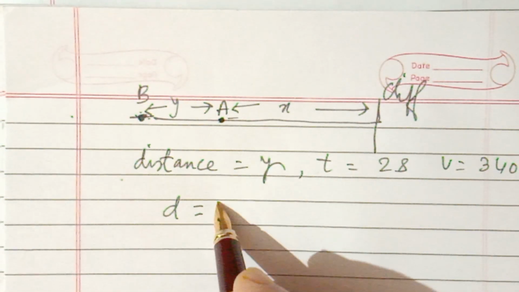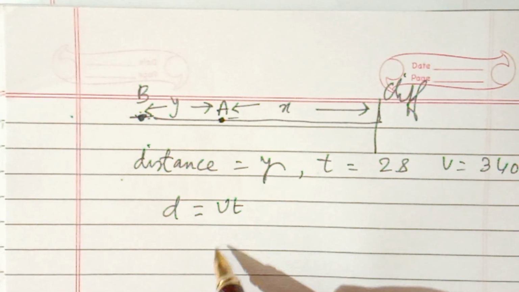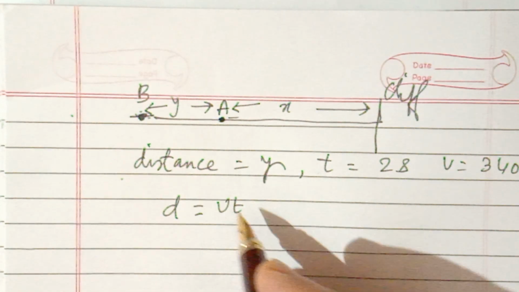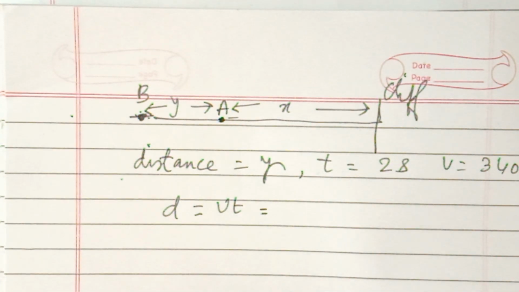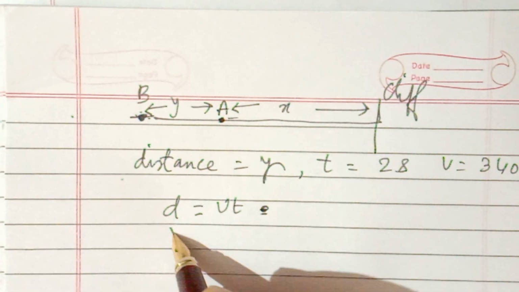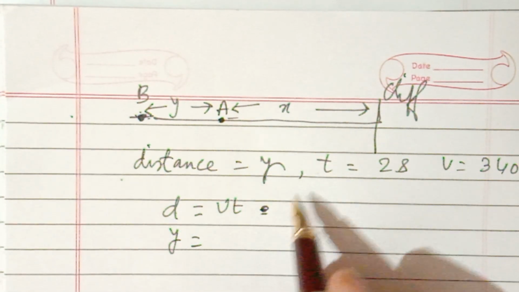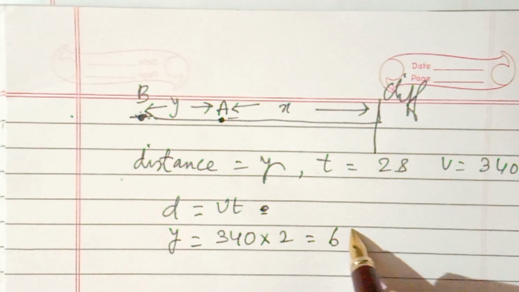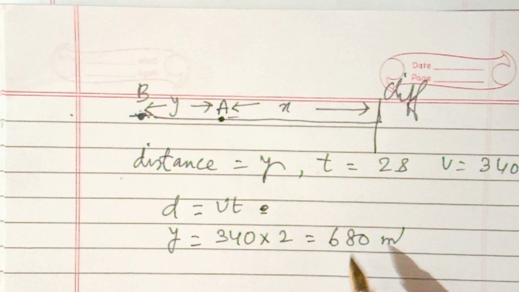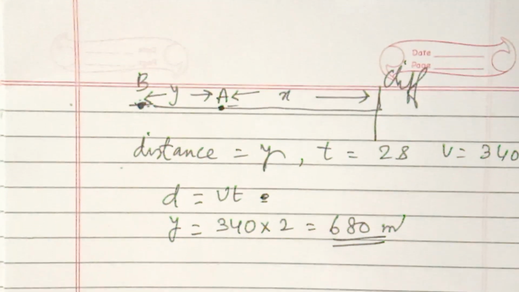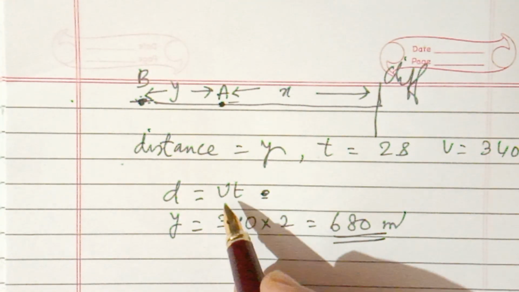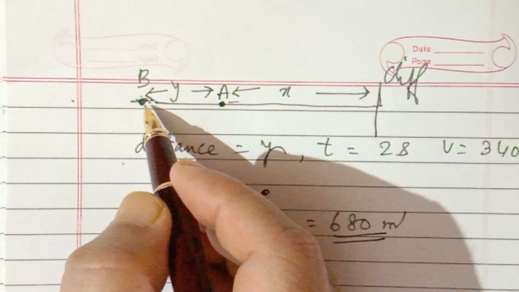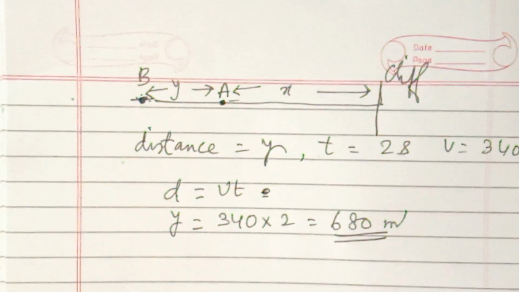Please be careful here, not v into t by 2. So here sound is reflected. Don't think that here also you have to use d is equal to vt by 2. Then you will be wrong. Then y, that is d, is y, v is 340 and time is 2. So 680 meter. So here I am not using vt by 2 because sound is traveling only the distance y, one way, only once.